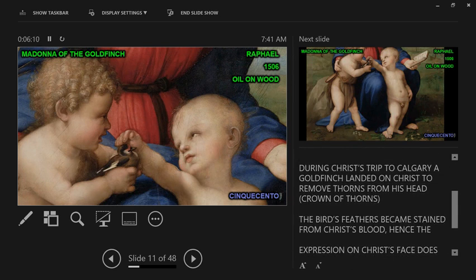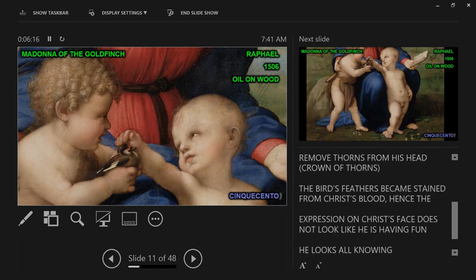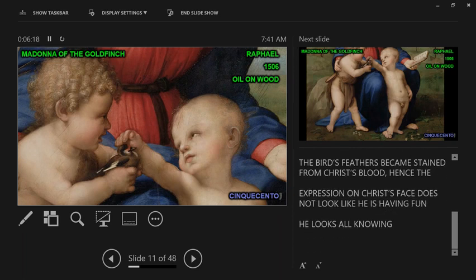So during Christ's trip to Calgary, a goldfinch landed on Christ to remove the thorns from his head as he was wearing the crown of thorns. And the bird's feathers became stained from the Christ's blood, and hence the color of the bird.